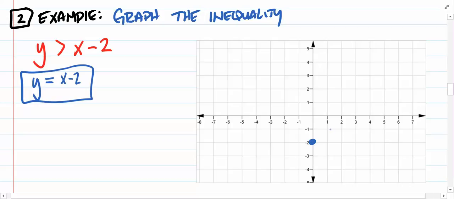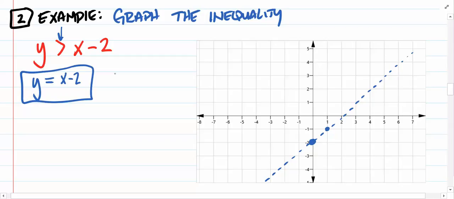So I would go up 1 and over 1, up 1 and to the right 1. Now, because this graph is an inequality, it's greater than, so I have to make the line dashed like this. And the reason it's dashed is because none of the points on this line can actually be a member of this graph. So it must be dashed.